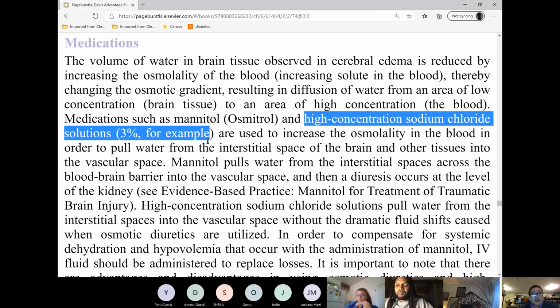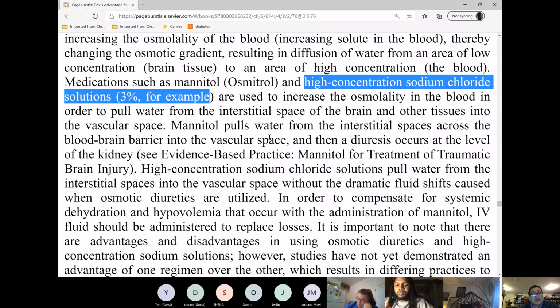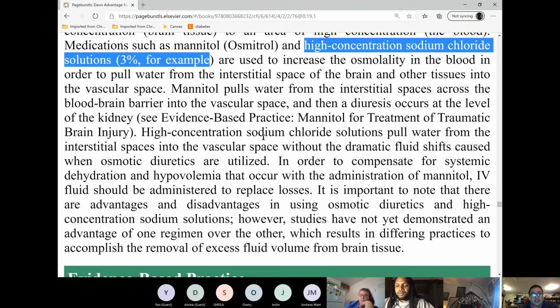However, the benefit of using hypertonic saline is that it will also cause an increase in blood pressure, which can be beneficial in head injury or in increased ICP.